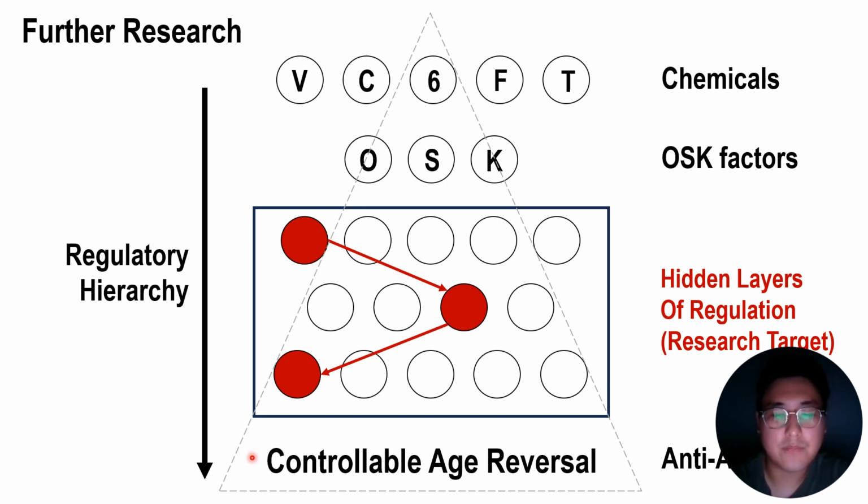But in order to control this age reversal, controlling the age itself, we have to know this hidden layer, which is regulated by OSKs. So OSK are the transcriptional factors. So what we think is that there's about to be some kind of network system which is more precisely targetable than just targeting OSK, which is really upstream, so it could cause, for example, cancer or what is well known as teratoma.